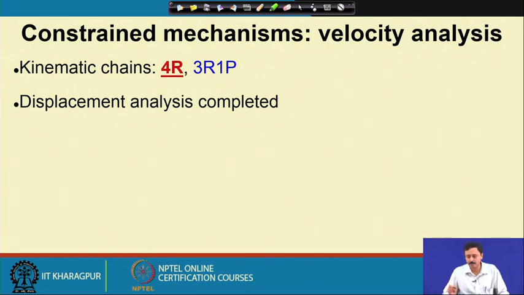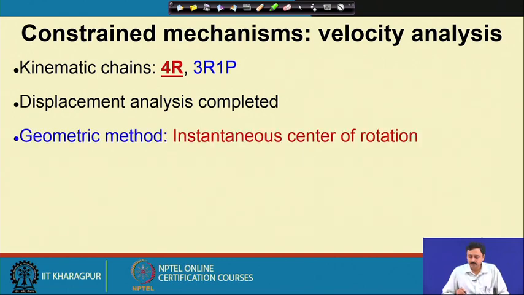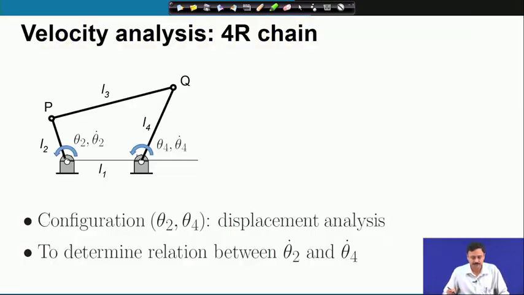Before I embark upon the velocity analysis problem, I must have the displacement analysis problem completely solved. In other words, I should know the configuration of the mechanism. We are going to pursue the geometric method based on the instantaneous center of rotation and derive analytical velocity relations. So, this is the plan for the current lecture.